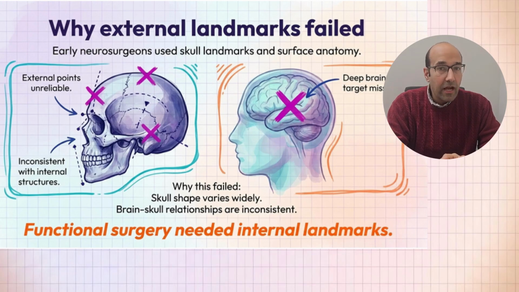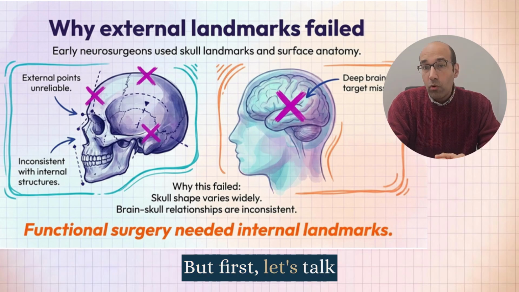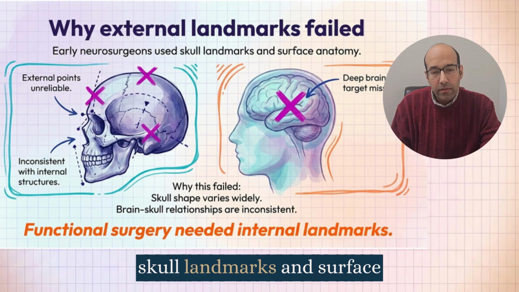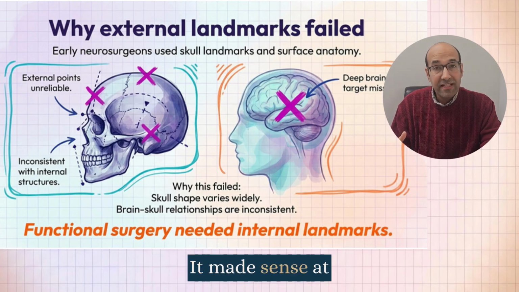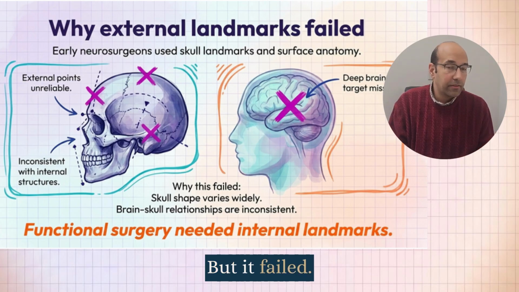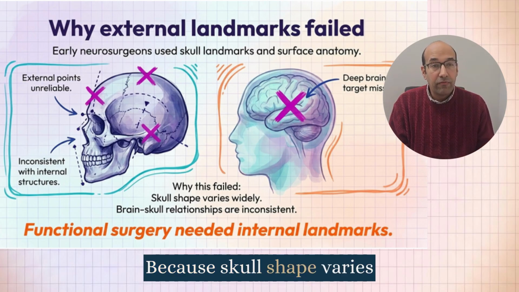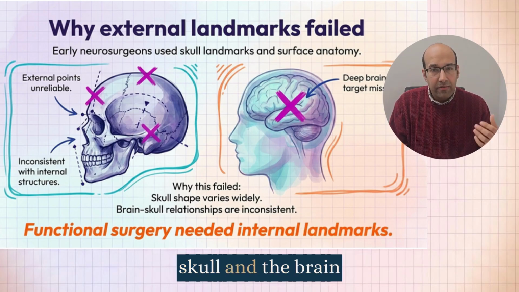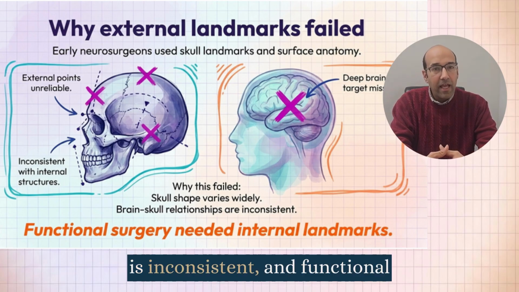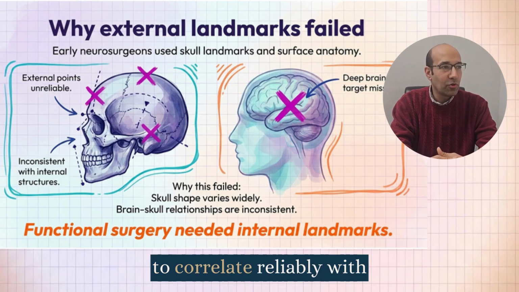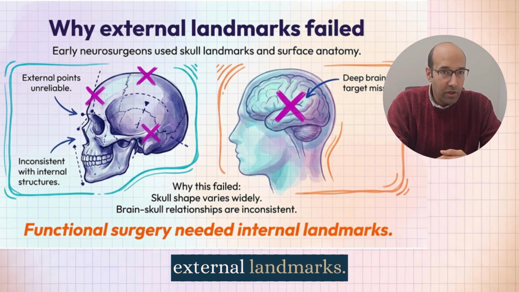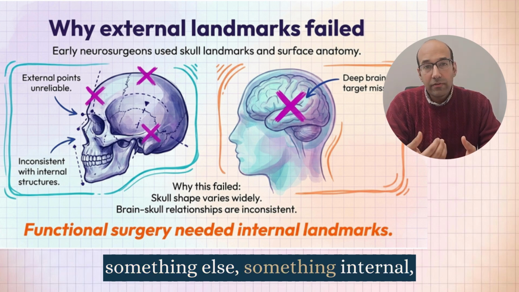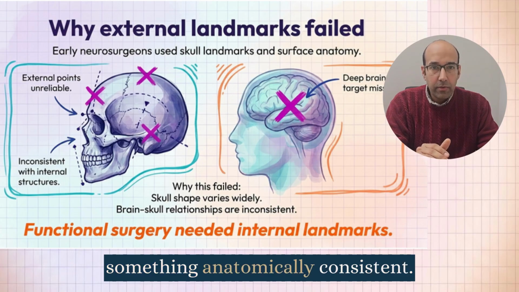Step 2 is defining a reference system. But first, let's talk about what doesn't work. Early neurosurgeons tried using skull landmarks and surface anatomy. It made sense at the time, right? But it failed. Why? Because skull shape varies widely between individuals. The relationship between the skull and the brain is inconsistent. And functional targets are too deep to correlate reliably with external landmarks. So functional neurosurgery needed something else, something internal, something anatomically consistent.